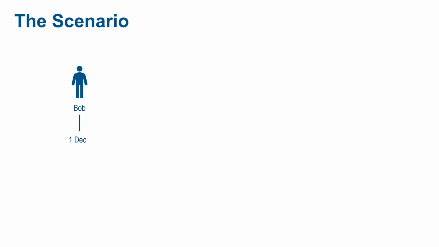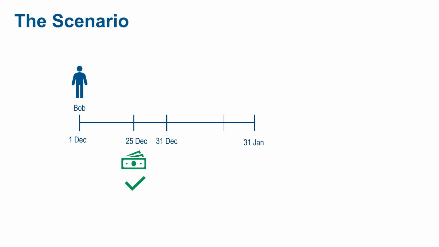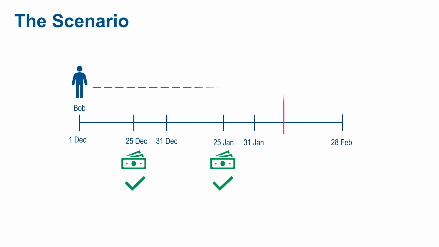Let's take a scenario. I've got Bob who joins the company on the 1st of December and he gets paid on the 25th of December, he gets his paycheck, everybody's happy. He goes into the next month, gets to the 25th of January and he gets his paycheck. And everyone's happy again. But now, in the meantime, Bob has resigned.